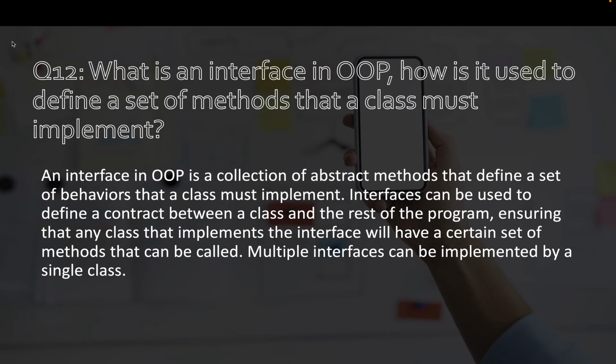Question number 12. What is an interface in OOPS and how is it used to define a set of methods that a class must implement? An interface in OOPS is a collection of abstract methods that define a set of behaviors that a class must implement. Interfaces can be used to define a contract between a class and the rest of the program, ensuring that any class that implements the interface will have a certain set of methods that can be called. Multiple interfaces can be implemented by a single class.